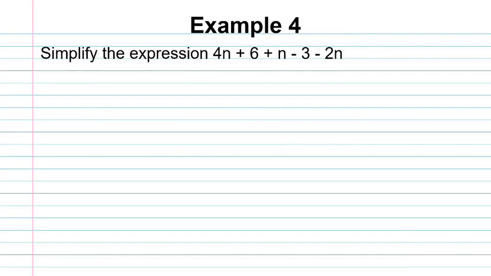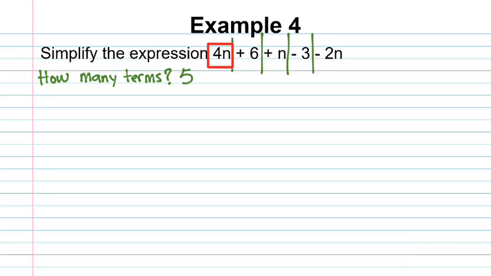Our last example, 4n plus 6 plus n minus 3 minus 2n. We're going to simplify that by finding out how many terms. So I know that there are 5 total terms. Separating each one of those out, I can count that there's 5. I then also see that 4n is a like term to plus n, and is also a like term to minus 2n. And from there, I can also see plus 6 and minus 3 are also like terms.